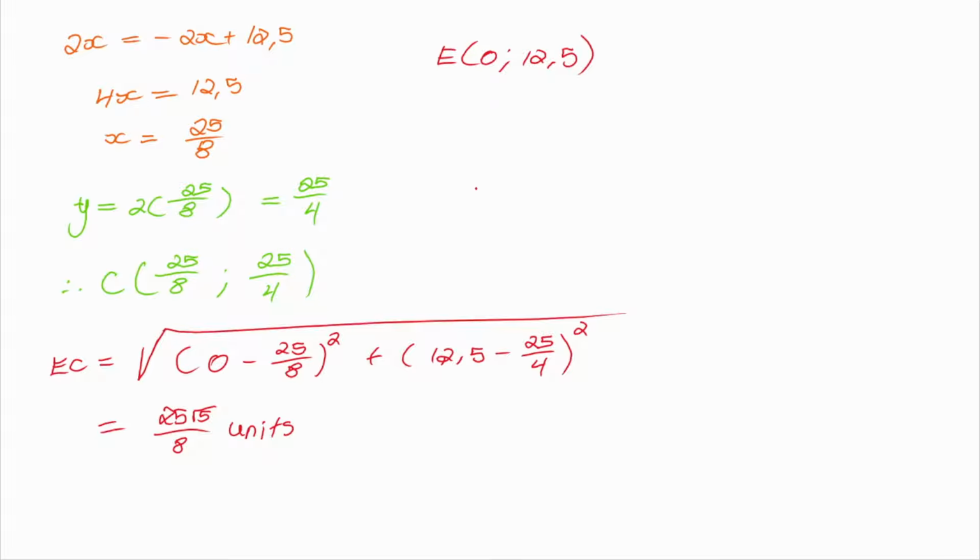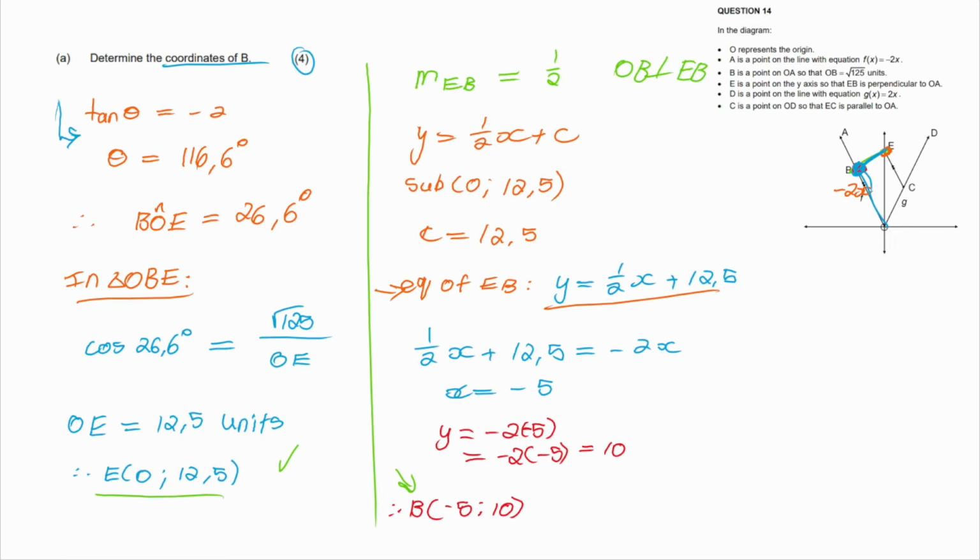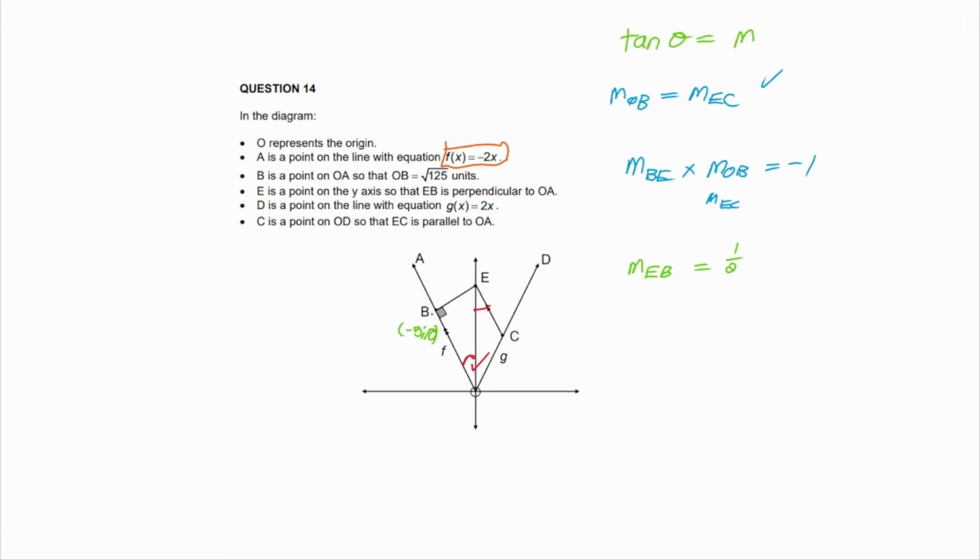So again, I'm going to need another slide. Okay, long question for 8 marks. So what I'm going to be saying is, where did I work out that angle? I don't even know what I called it. BOE. I called it angle BOE over here. So here's angle BOE. It was 26,6. So this angle is 26,6. So then this one will be also 26,6.